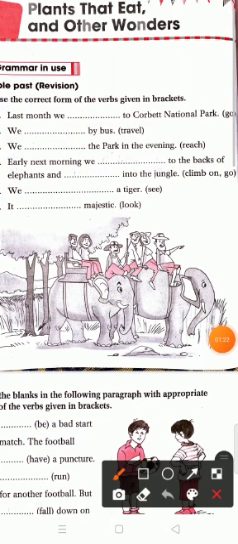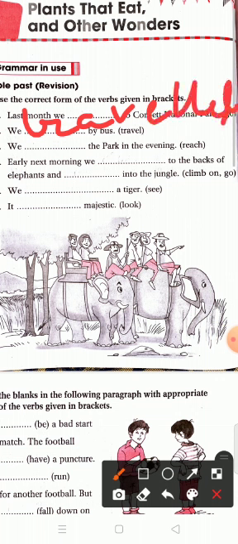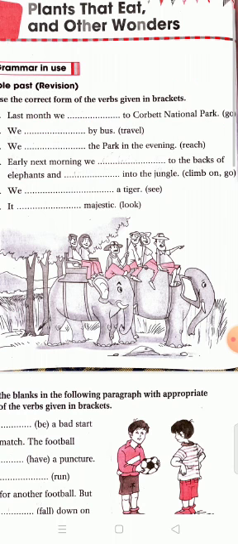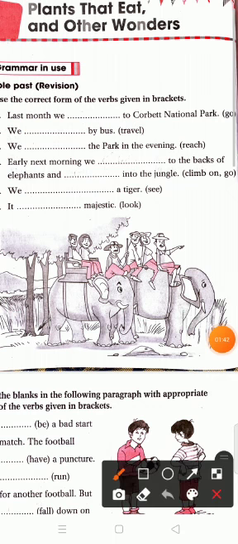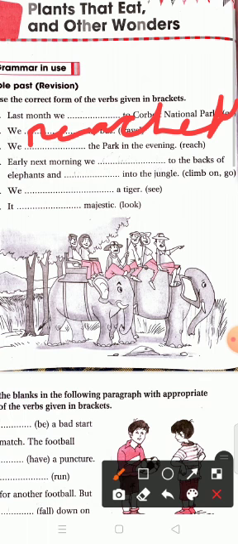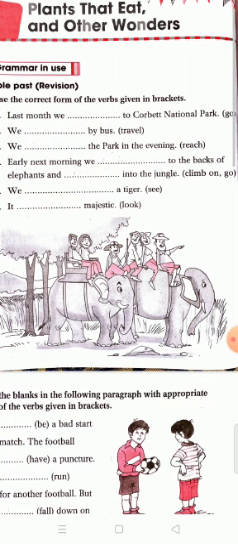We dash by bus. Travel. Past tense for travel is traveled. We traveled by bus. Fine. Again erase it because of the space problem. We dash the park in the evening. Reach. We reached. We reached the park in the evening.